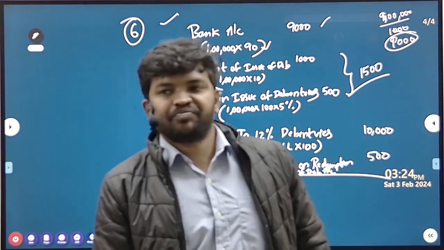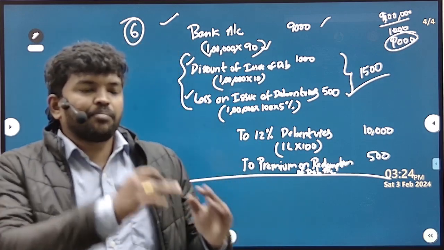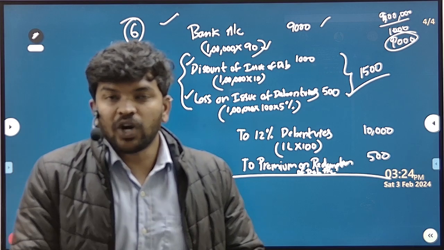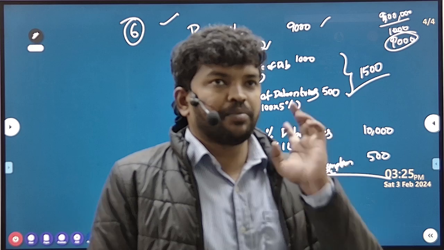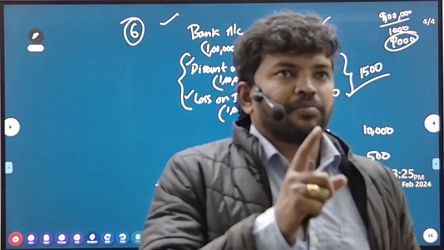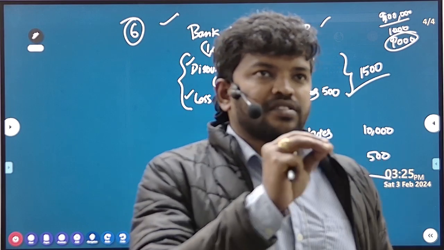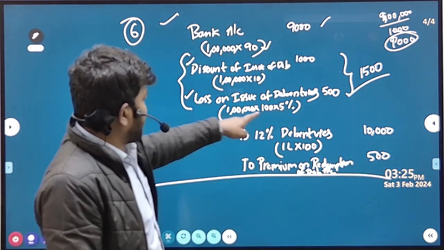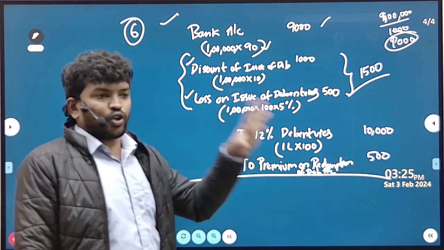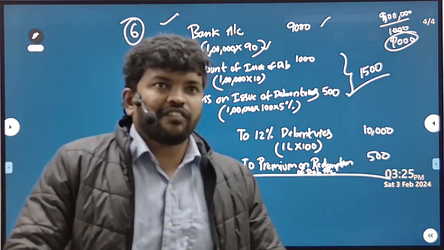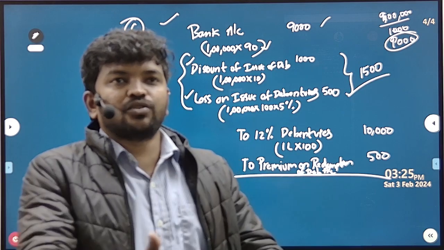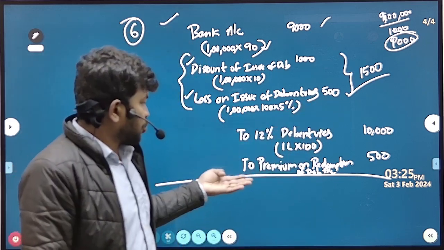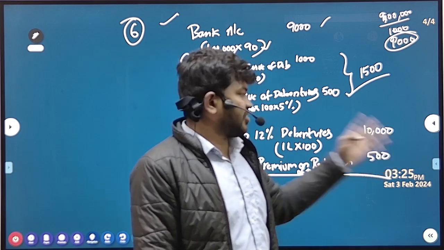Now, redeemable at what? Redeemable at premium is nothing but the company, instead of paying 100 rupees at redemption, has to pay 105 rupees, because premium is 5%. 100 rupees is the face value, premium is 5%. So 5 rupees is the premium per debenture. So you need to pay 5 rupees extra. So 5 rupees into 1 lakh debentures, this is a loss to the company. Whenever you know a loss which is going to occur in future, you have to recognize it today itself. So loss on issue of debentures account 500, to premium on redemption of debentures 500.